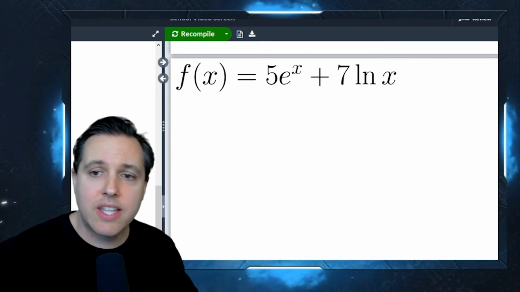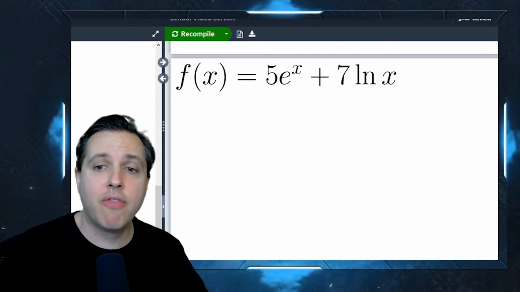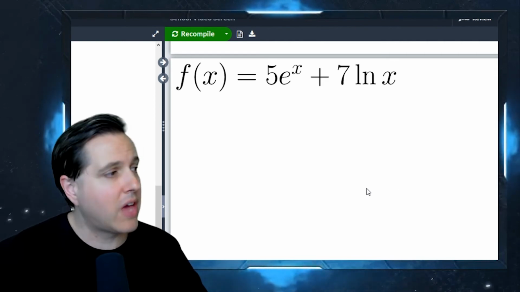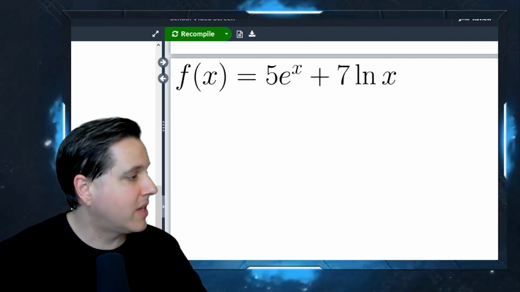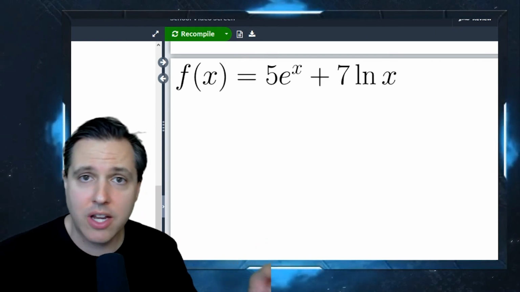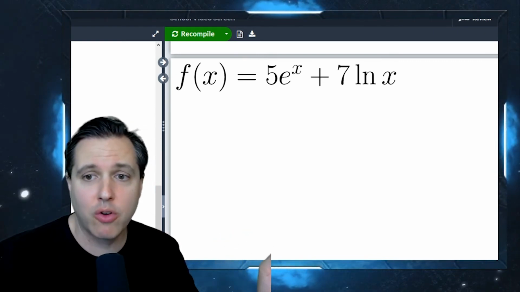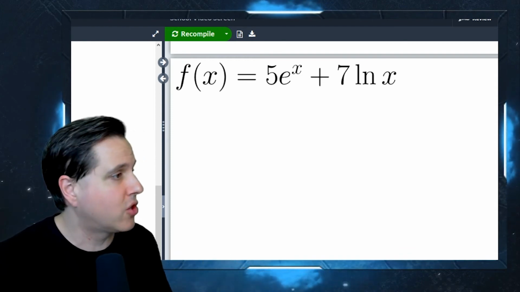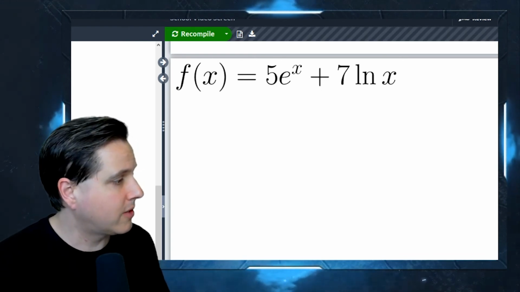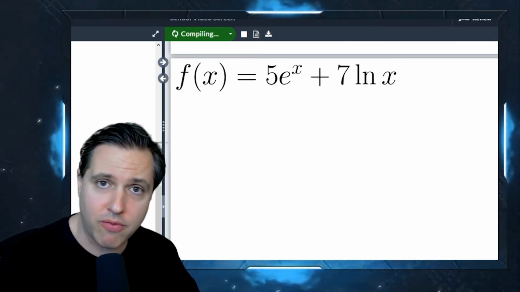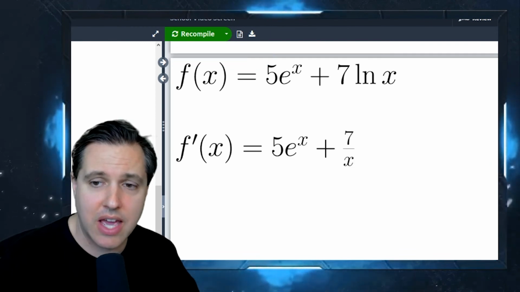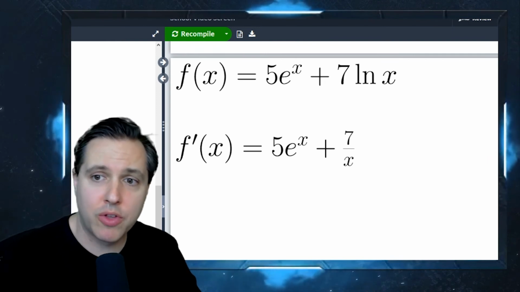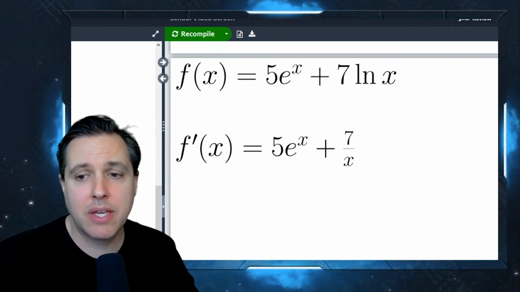So that's convenient. So let's say we want to take the derivative of something like f of x equals 5e to the x plus 7 natural log of x. So remember, we have this property that says that we get to just focus on each term at a time. So I can focus on the derivative of that first term, then I can focus on the derivative of that second term. So if we go ahead and take a look, the derivative of 5e to the x, well, the derivative of e to the x is e to the x, so we just end up with 5e to the x again. And then we end up with the derivative of 7 natural log of x being 7 over x.